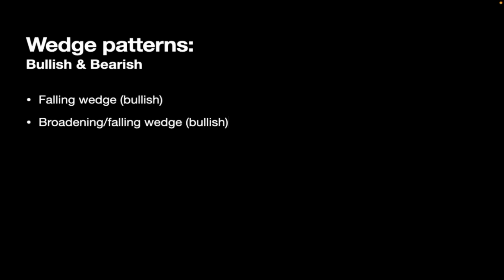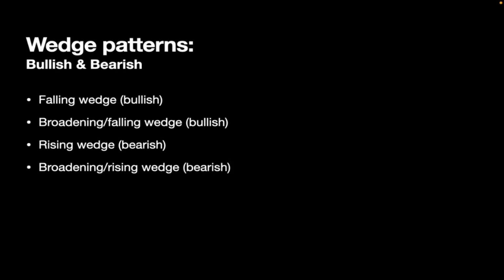Alright, wedge patterns, bullish and bearish. We're going to go over all of them. So we got a falling wedge that we're going to be covering, which is a bullish pattern. We have a broadening falling wedge, which is also bullish. We have a rising wedge, which is bearish. We have a broadening rising wedge, which is also bearish.